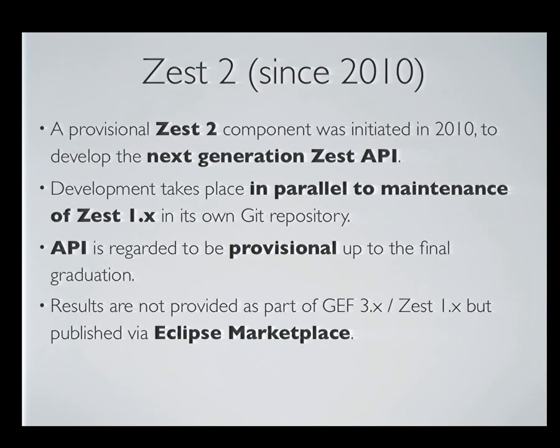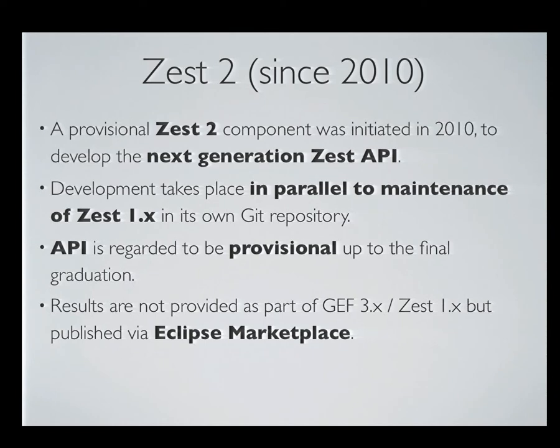So the Zest committers that we have came to that conclusion that something new is needed already in 2010. And they started a provisional component, which they called Zest2, to develop the next generation of the Zest API.